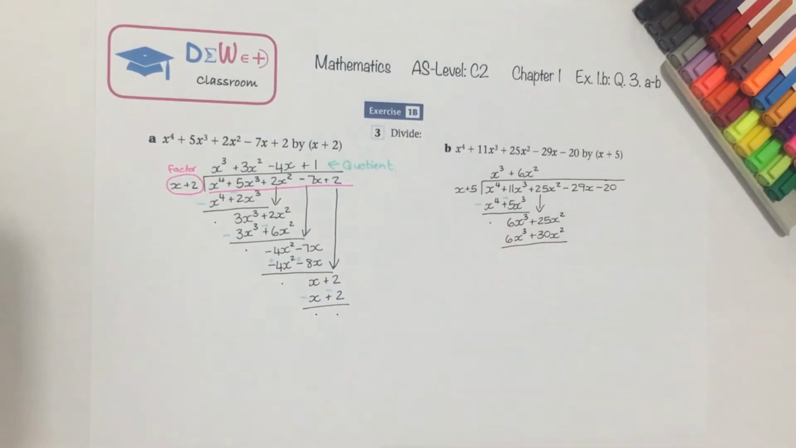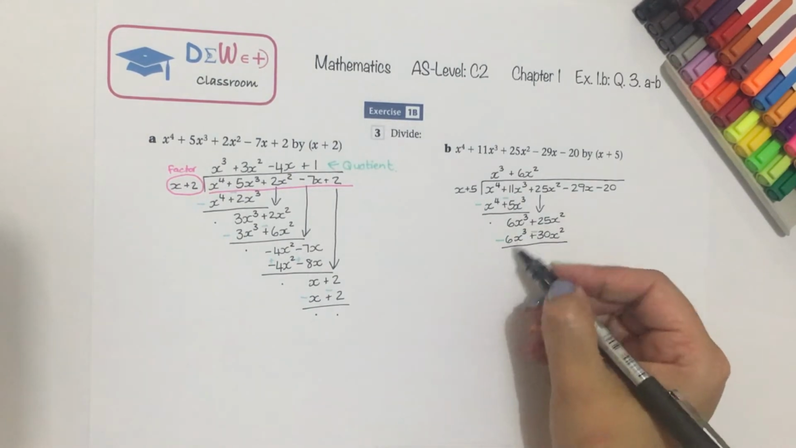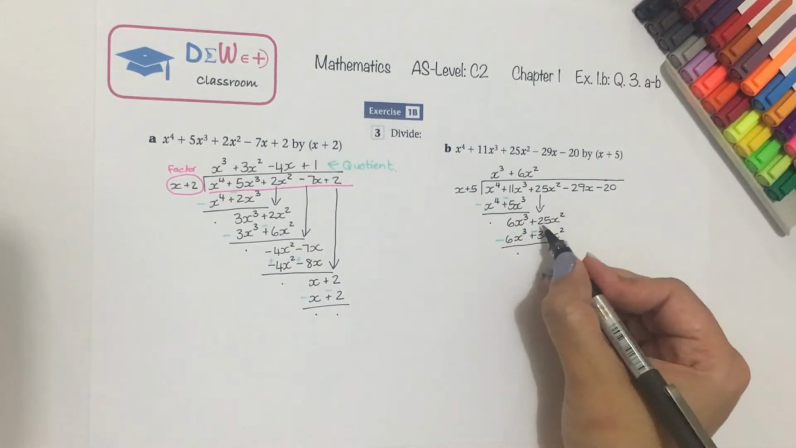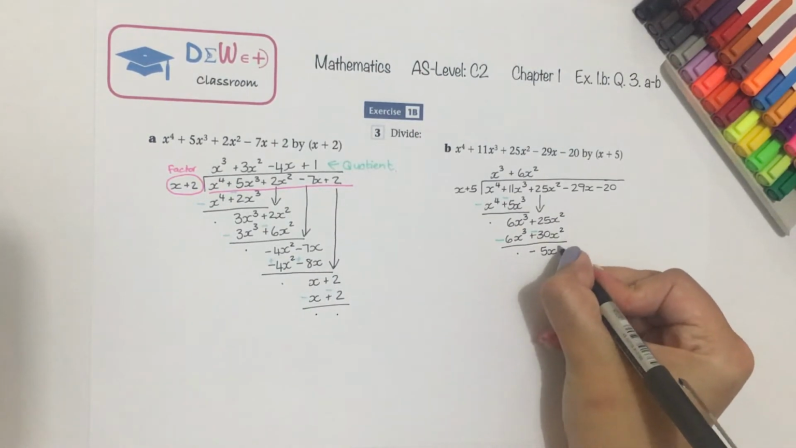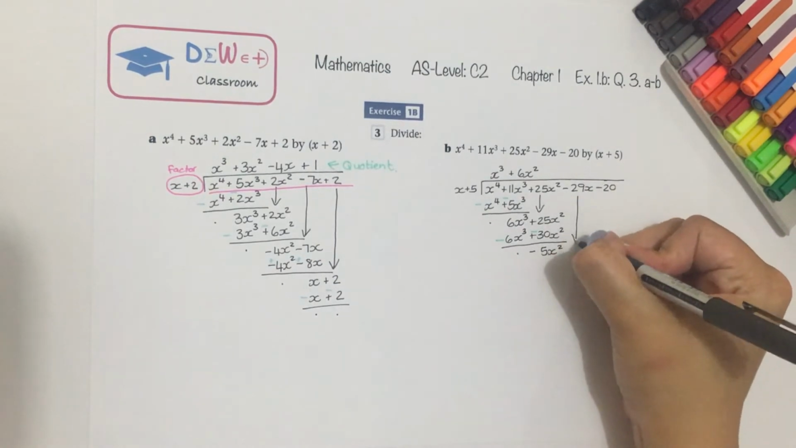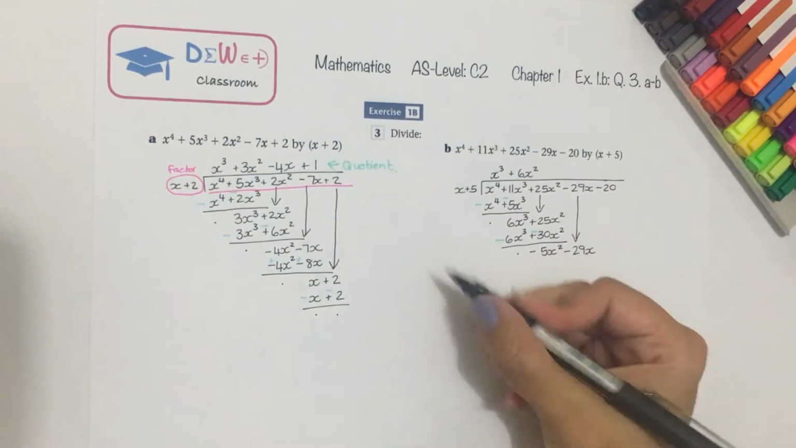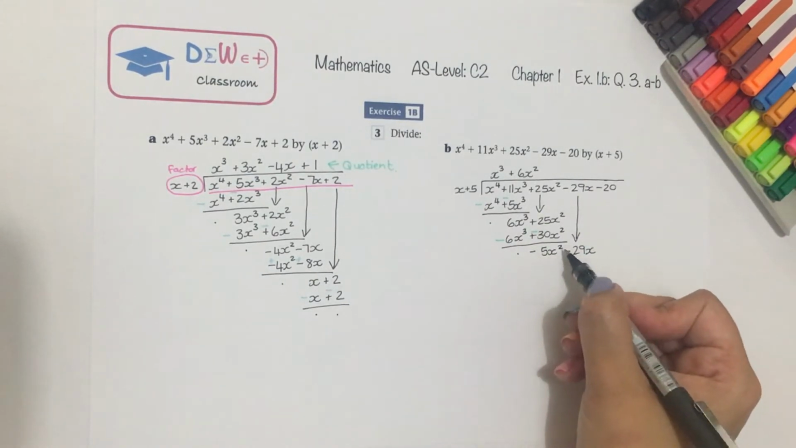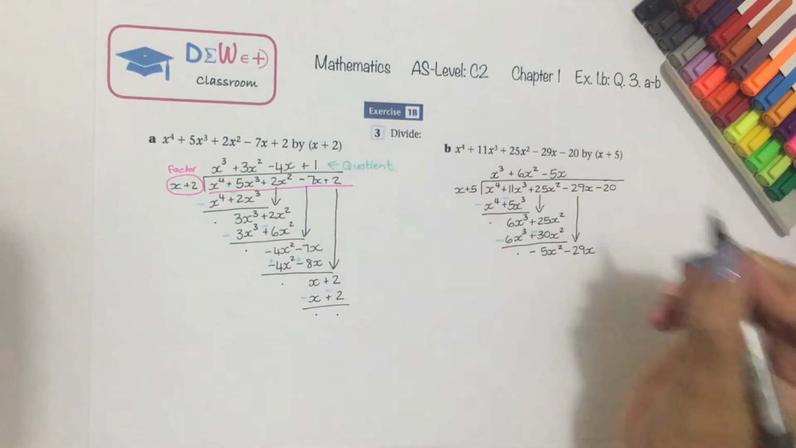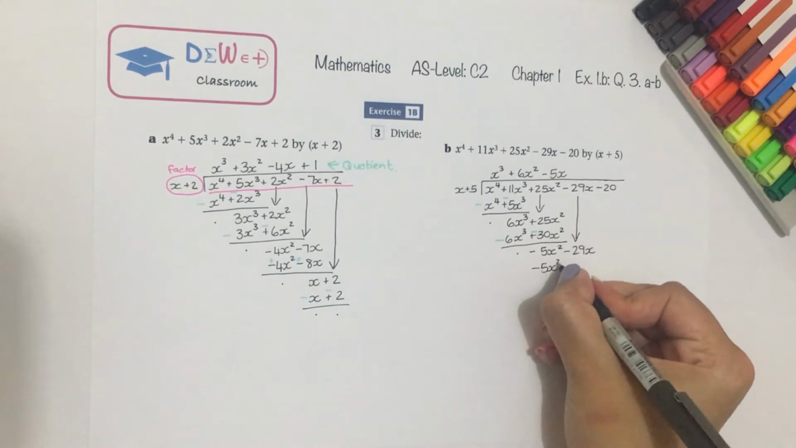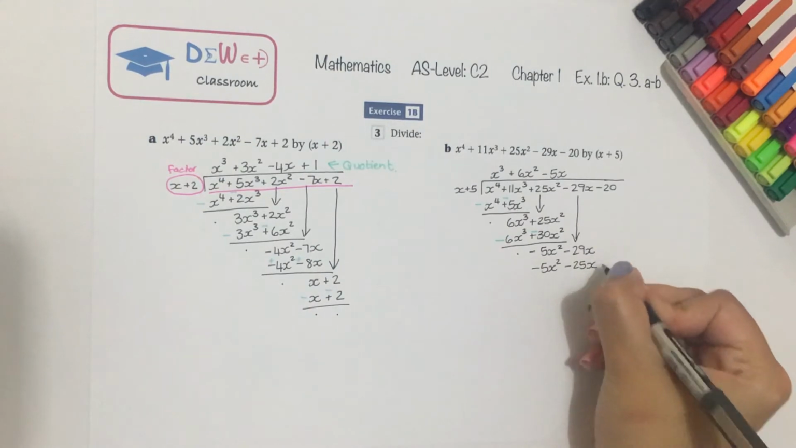We need to subtract, so first of all we change the signs in front. So 6x cubed minus 6x cubed is 0. 25x squared minus 30x squared is minus 5x squared. We bring down our next term, minus 29x. So then we start the process again. Minus 5x squared divided by x is minus 5x. Minus 5x times x is minus 5x squared. Minus 5x times 5 is minus 25x.